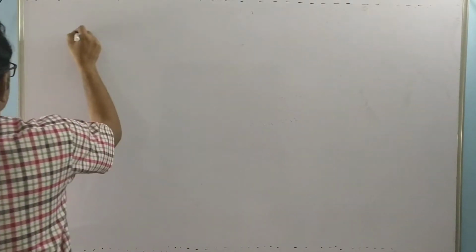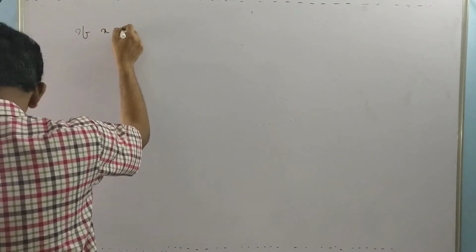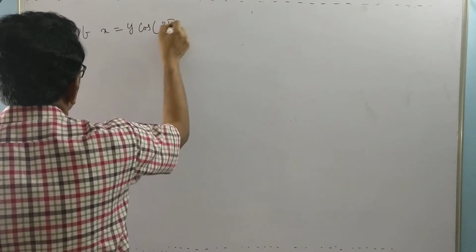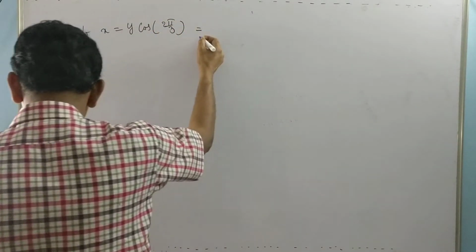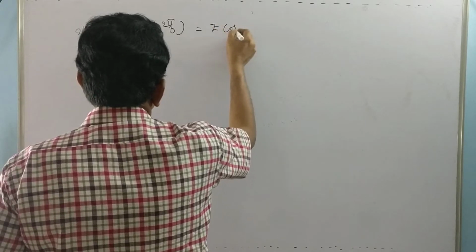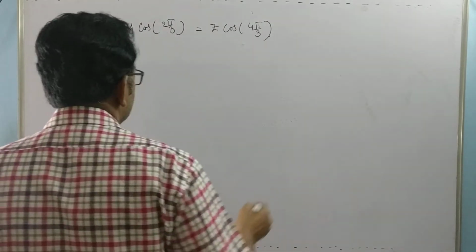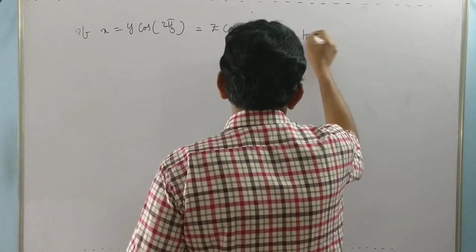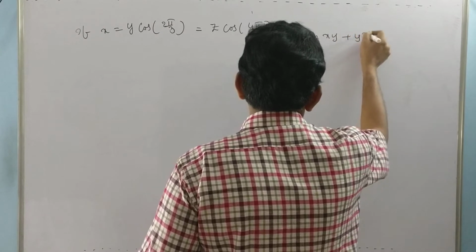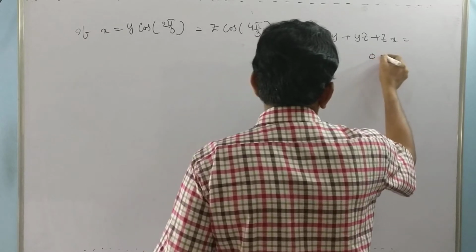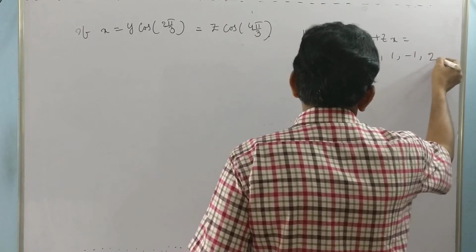Next question. If x is equal to y into cos of 2 pi by 3 is equal to z into cos of 4 pi by 3, then xy plus yz plus zx is equal to, options are given 0, 1, minus 1, 2.